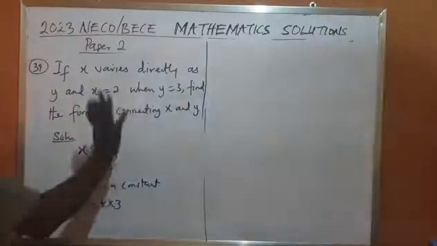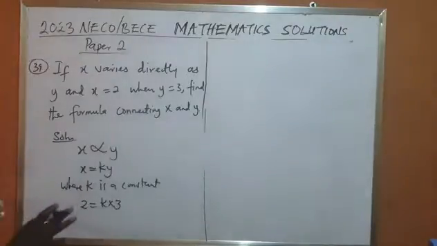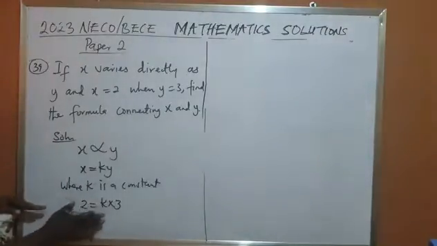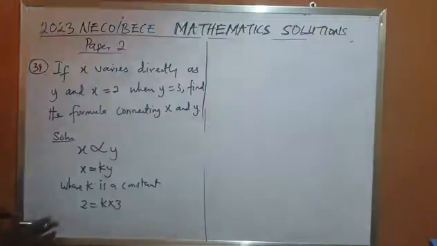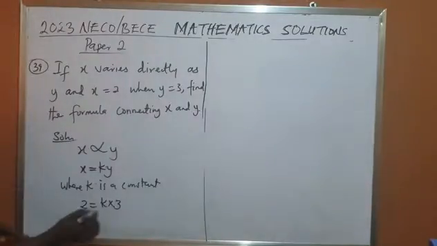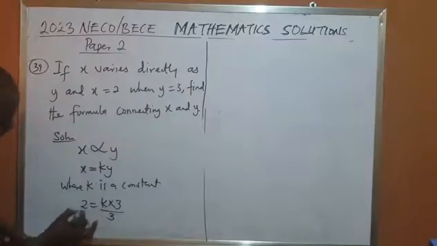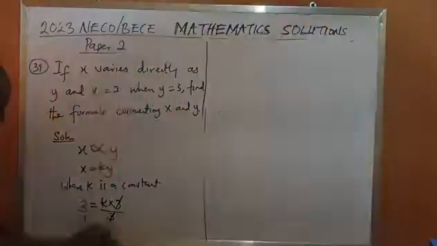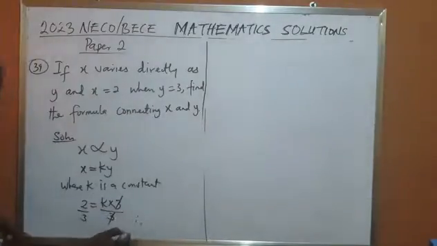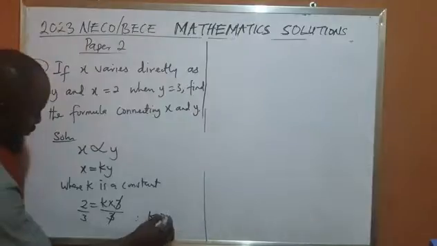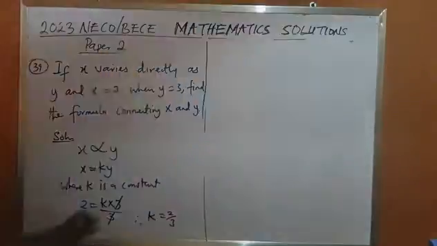So find the formula connecting them. The first thing you need to do is to find the value of the constant. To find the value of the constant, we make k the subject of the formula. Divide both sides by what? 3. So 3 cancels 3. Therefore, we can say that k equals 2 over 3.